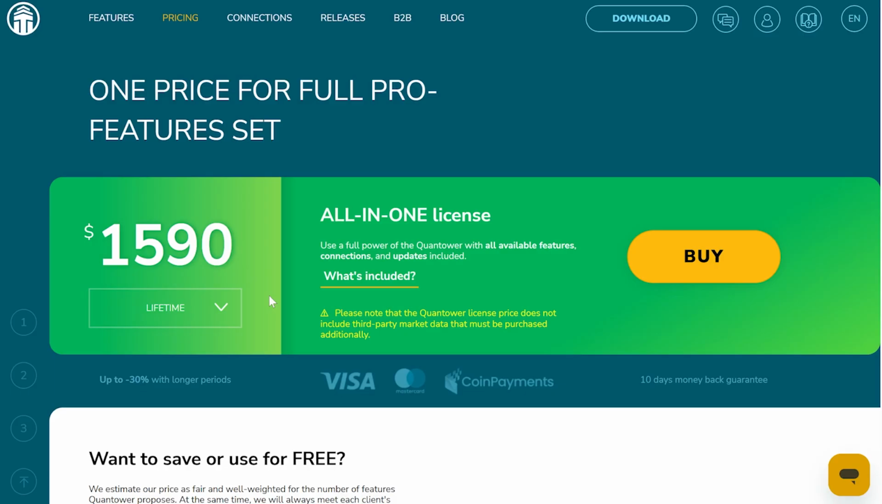I also want to point out that Quantower has a free plan, although it's relatively limited, and there's a 7-day free trial of this all-in-one license when you sign up for a Quantower account.